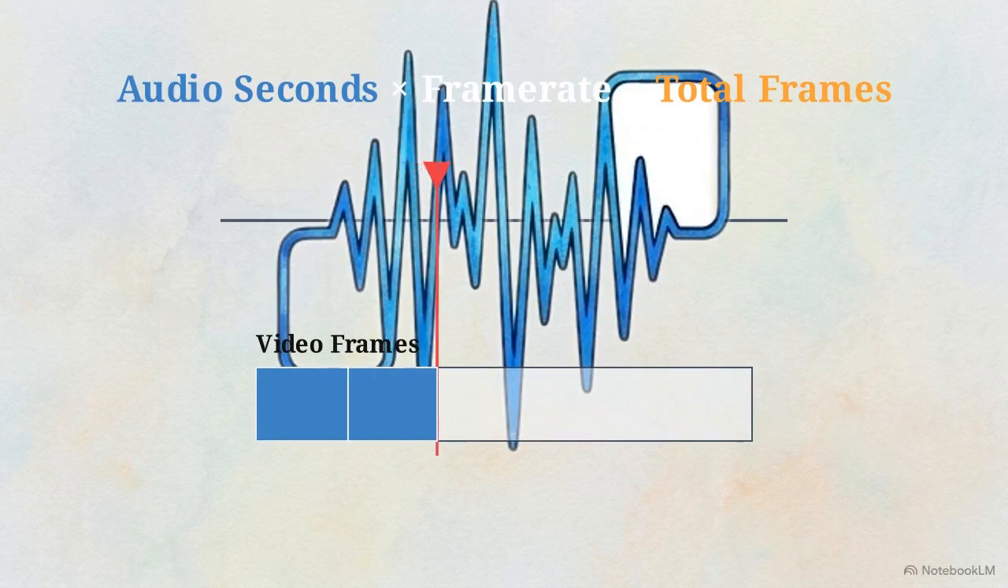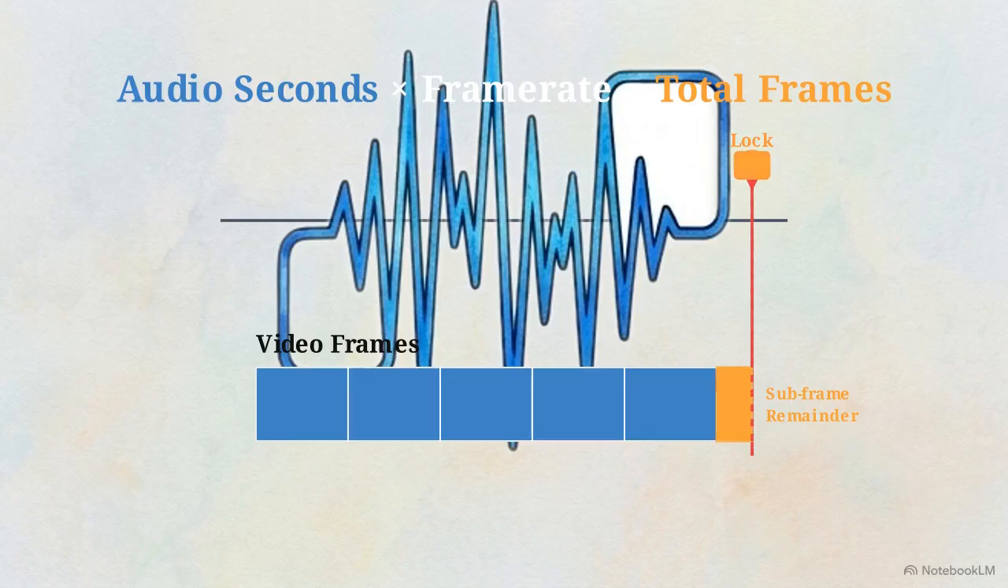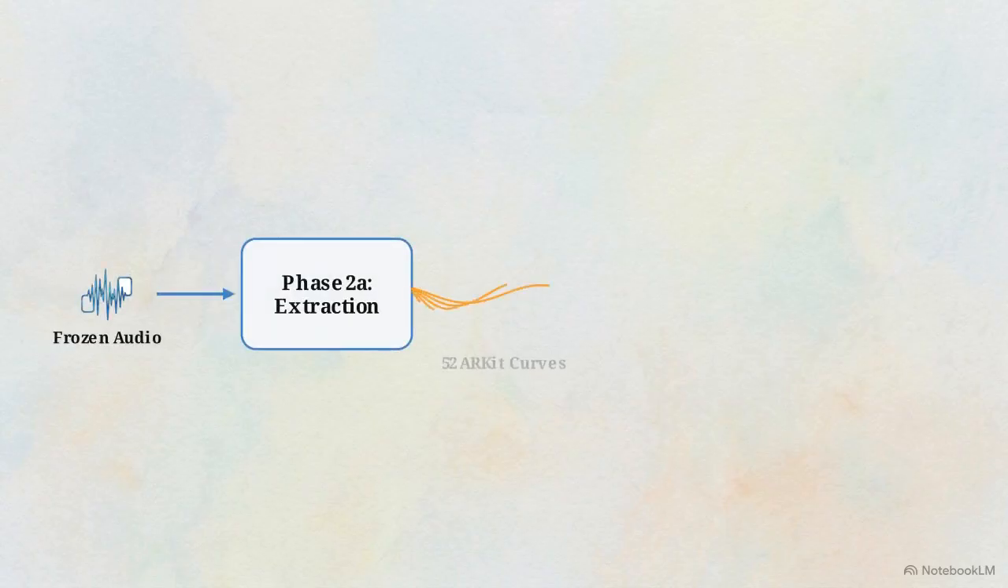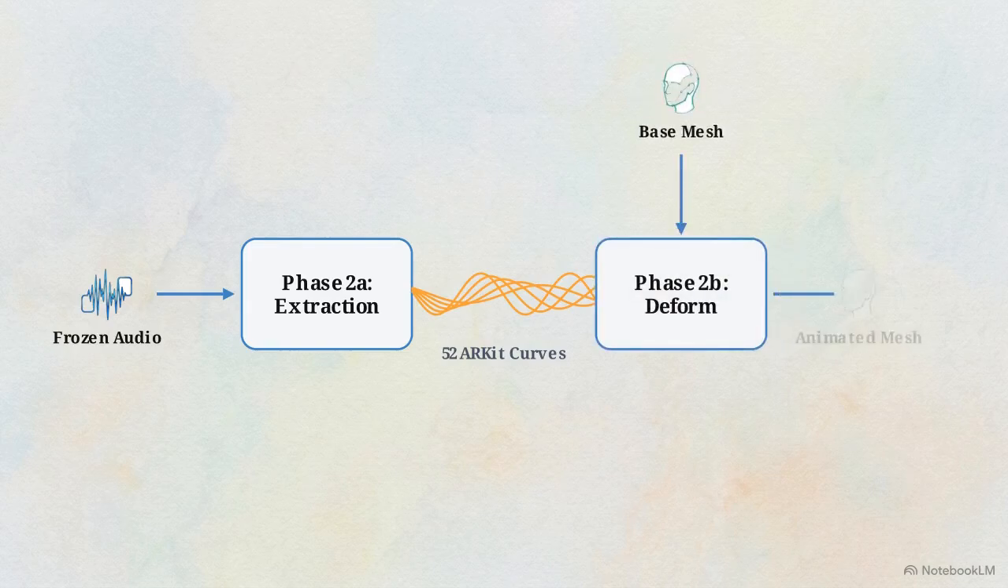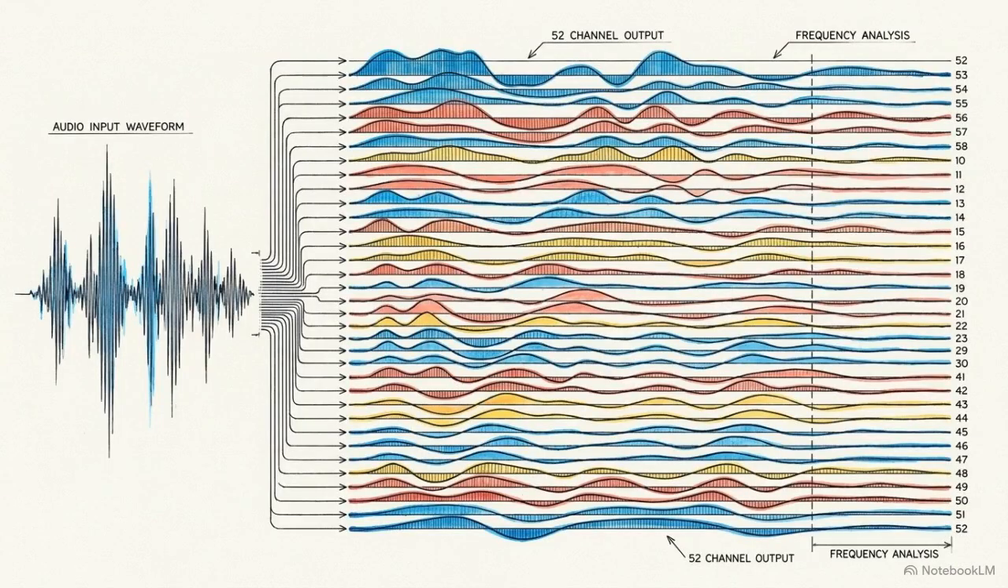The compositor calculates the total video frames by multiplying the exact length of the audio in seconds by the target frame rate, holding the last frame for any subframe remainders. The animation process, known as Slot 2, splits into two distinct operational phases. Phase 2A extracts the performance curves, and Phase 2B deforms the actual mesh. During Phase 2A, the model algorithmically evaluates the frequency and amplitude of the audio file. From this sound envelope, it extracts exactly 52 specific ARKit weight curves for every single frame.